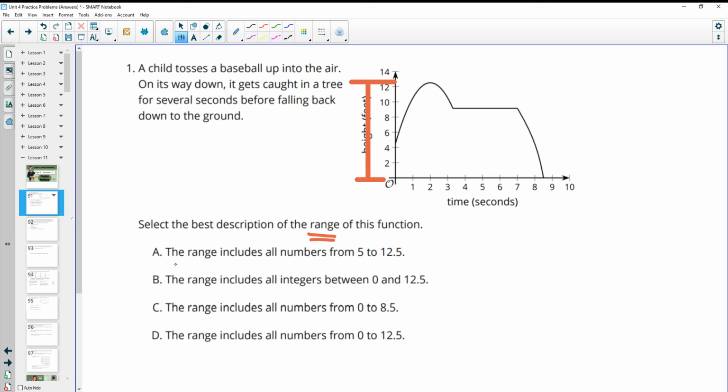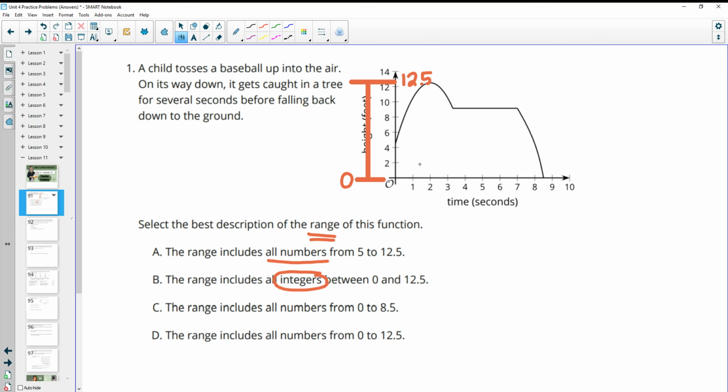And so this says the range includes all numbers from 5 to 12.5. Well, we have more than 5 because it goes all the way down to the ground, which is a height of 0. And then it goes all the way up to this max point here, which they're saying is about 12.5. So it definitely has more than just 5. The range includes all integers between 0 and 12.5. So that's getting closer. But integers are just whole numbers.